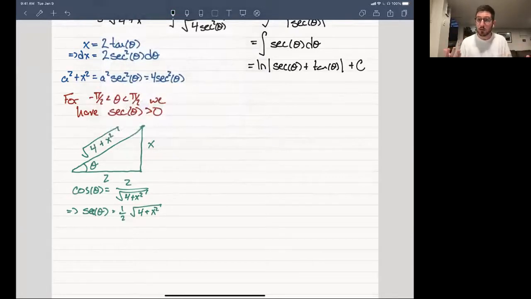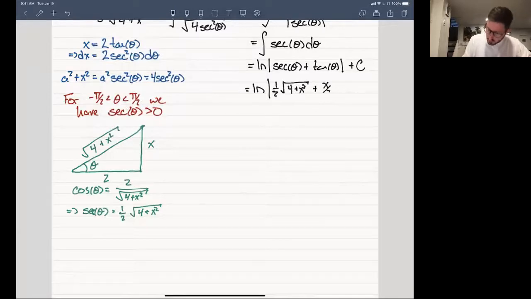I can put everything that was in terms of theta entirely in terms of x. So this leaves me with the natural log of the absolute value of 1/2 the square root of 4 plus x squared, and then plus x over 2, because that's what tan theta is equal to, and plus C.